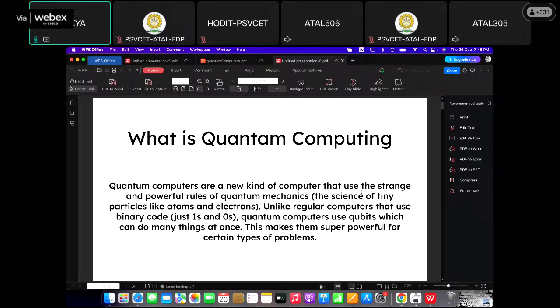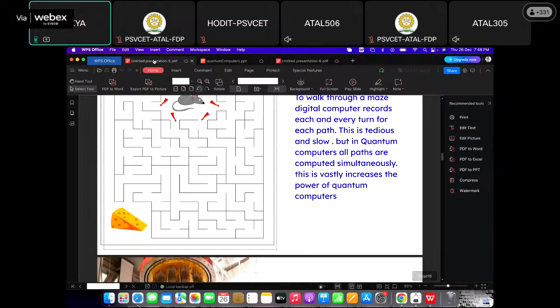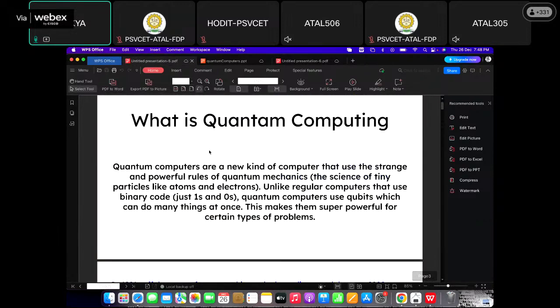Now, today I will talk about three different things: the past, present, and future of quantum computers. So let's talk about the past.